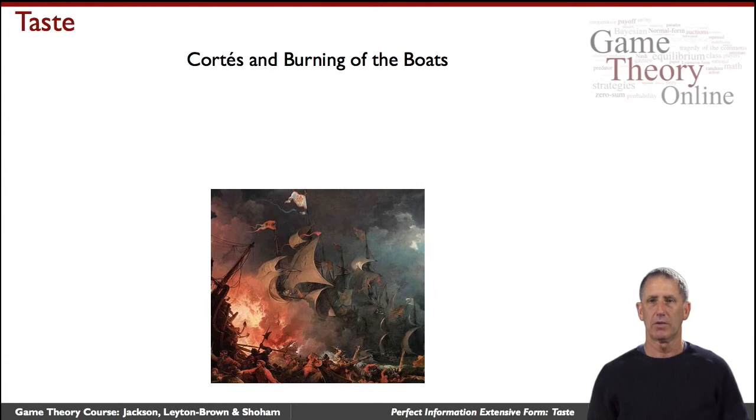We see it not only when there are multiple agents involved, but even in a single decision maker here. It's not only Cortés and his men, the two actors, or the two sets of actors whose actions are intertwined, but even when there's a single actor, the fact that time unfolds can impact the situation.